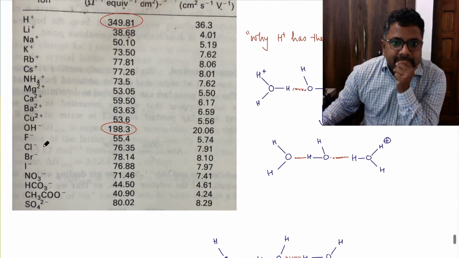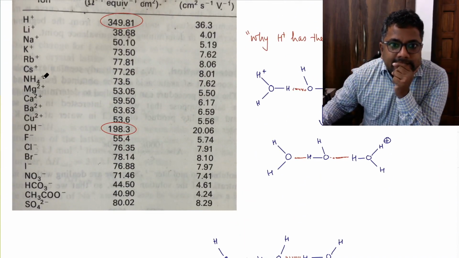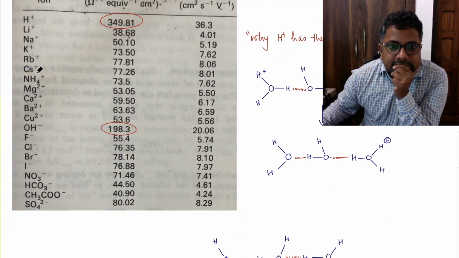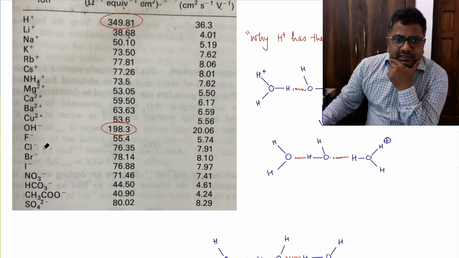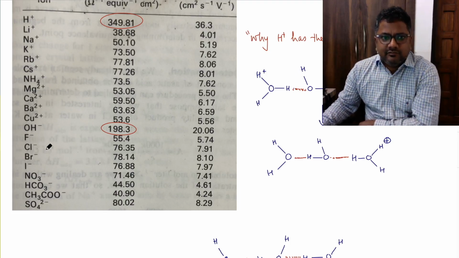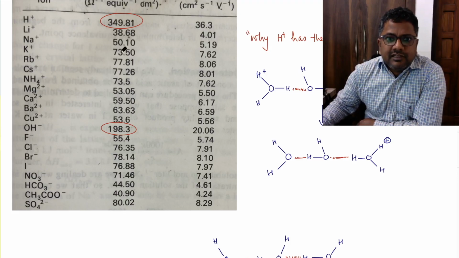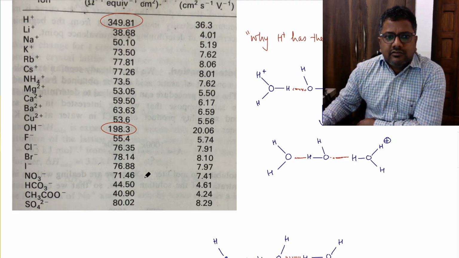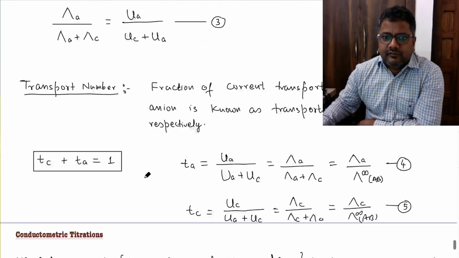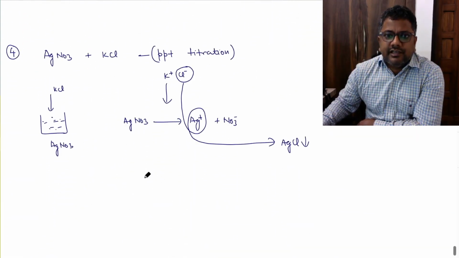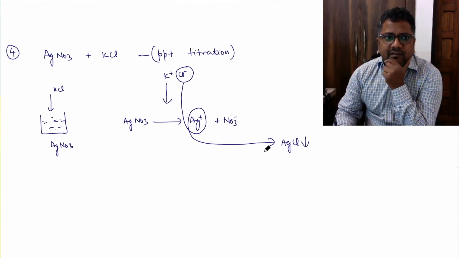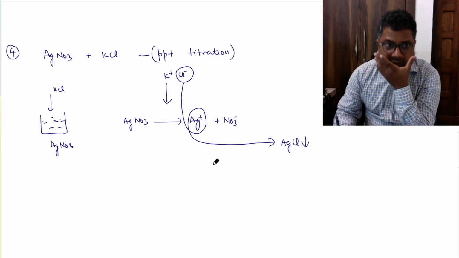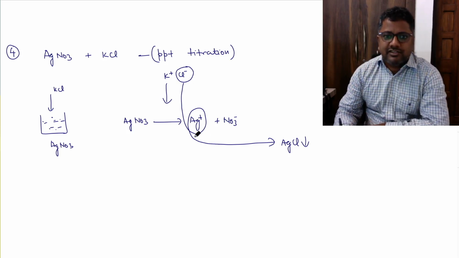If we have Ag plus, I do not have the Ag plus data. And Cl minus I have, but K plus I have 73. So okay, no problem. So what is the change here? The change is that Ag plus is moving, K plus is coming. So both have very close value of their molar conductance, not much difference.